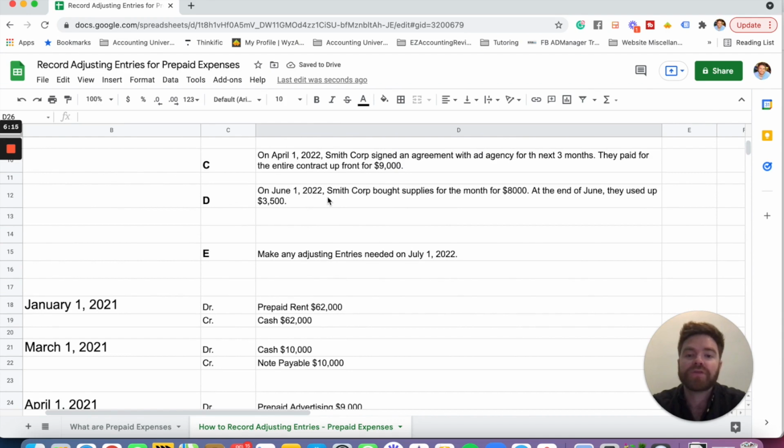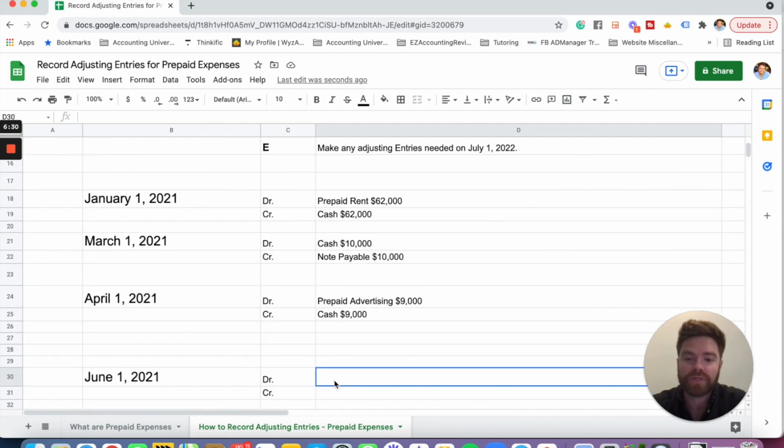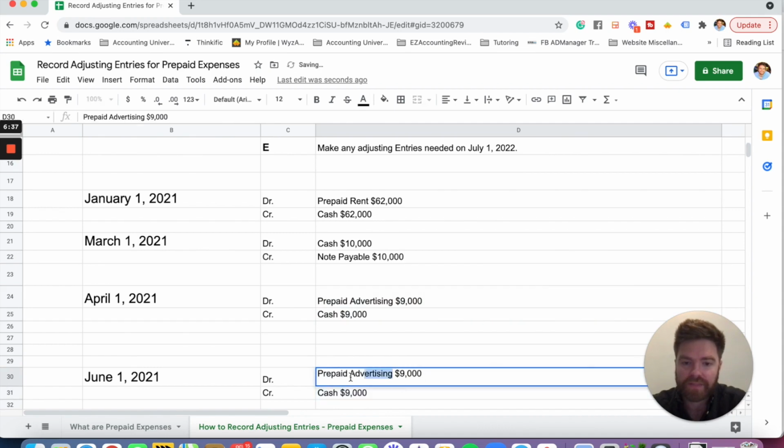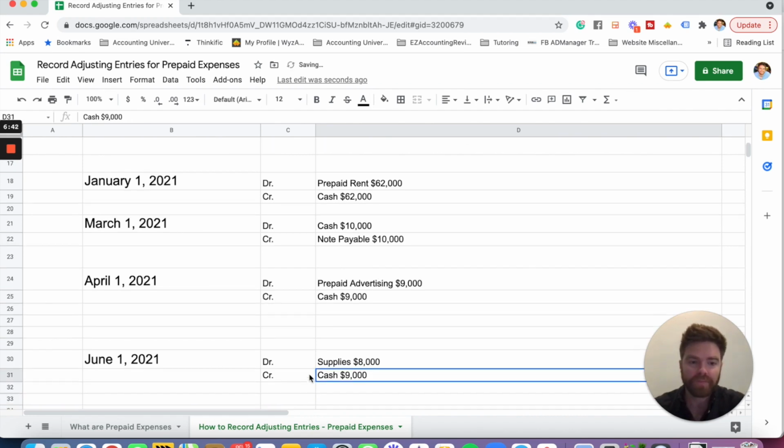Lastly, here on June 1st, Smith Corp bought supplies for the entire month for $8,000. At the end of June, they used up $3,500. So we'll use that later. Right now, let's just talk about what they bought. They bought supplies on June 1st for $8,000. So let's just go ahead and record that. So you would debit supplies, and let me just make this bigger here. So you're going to go ahead and debit supplies for $8,000, and you paid for it in cash for $8,000. So supplies went up for $8,000, you paid for it in cash.